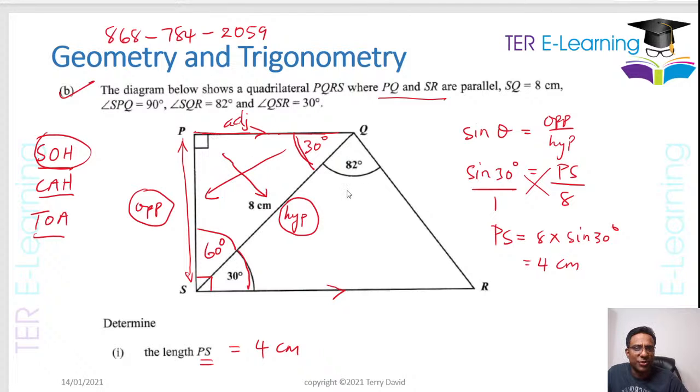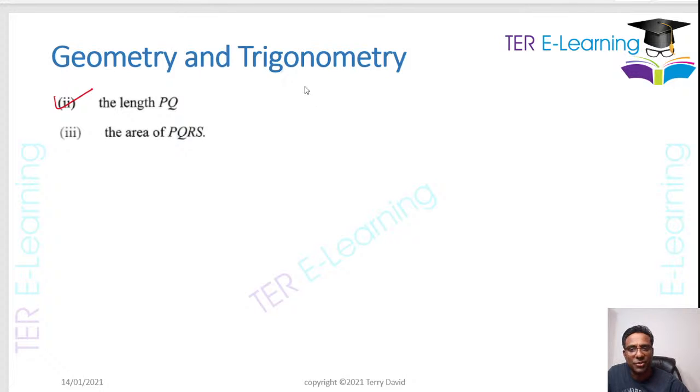Now, we can use trigonometry to work out PQ because we know this is 4 centimeters here, right? We also know this is 8 centimeters. So we can use one of our rules, or we can simply use Pythagoras' theorem because it's a right angle triangle and we know some dimensions here. So let me make sure you're seeing what I am saying.